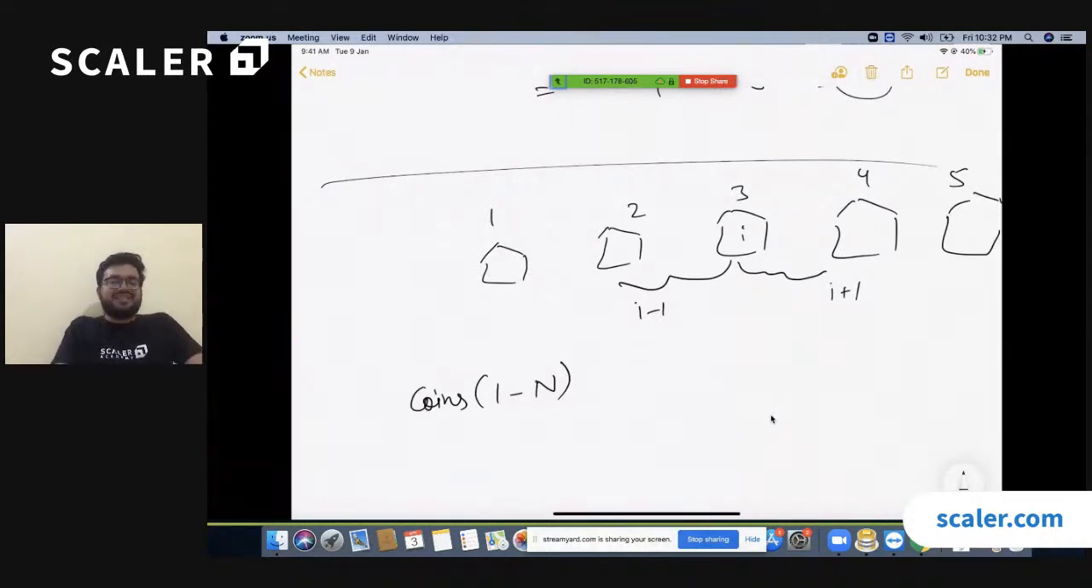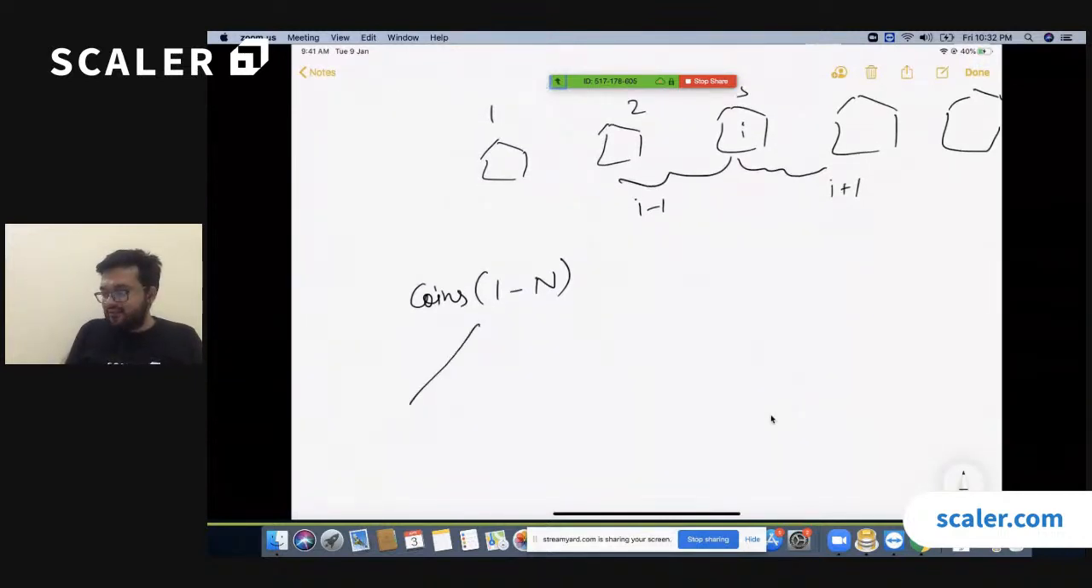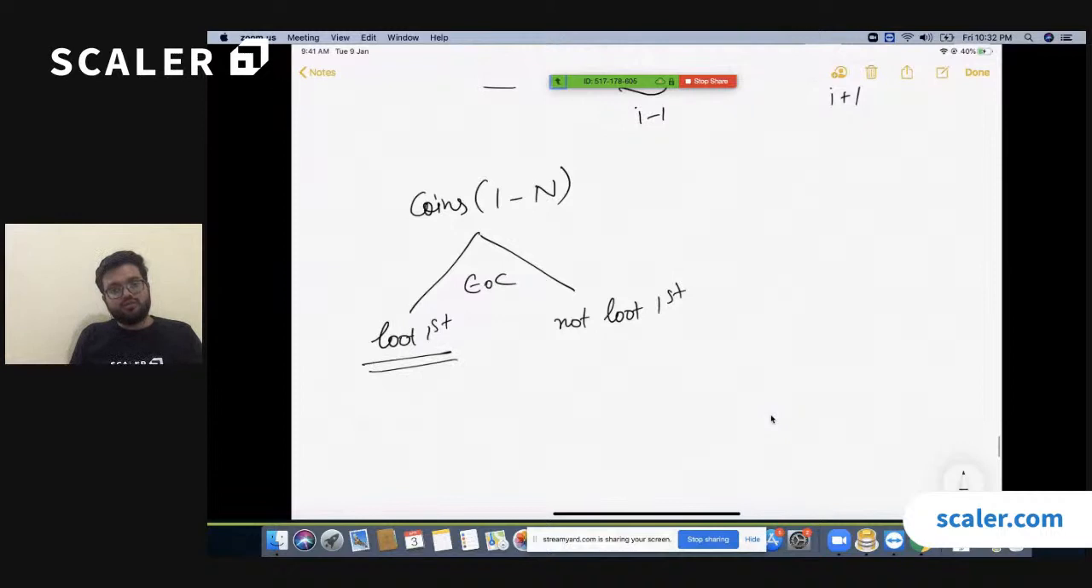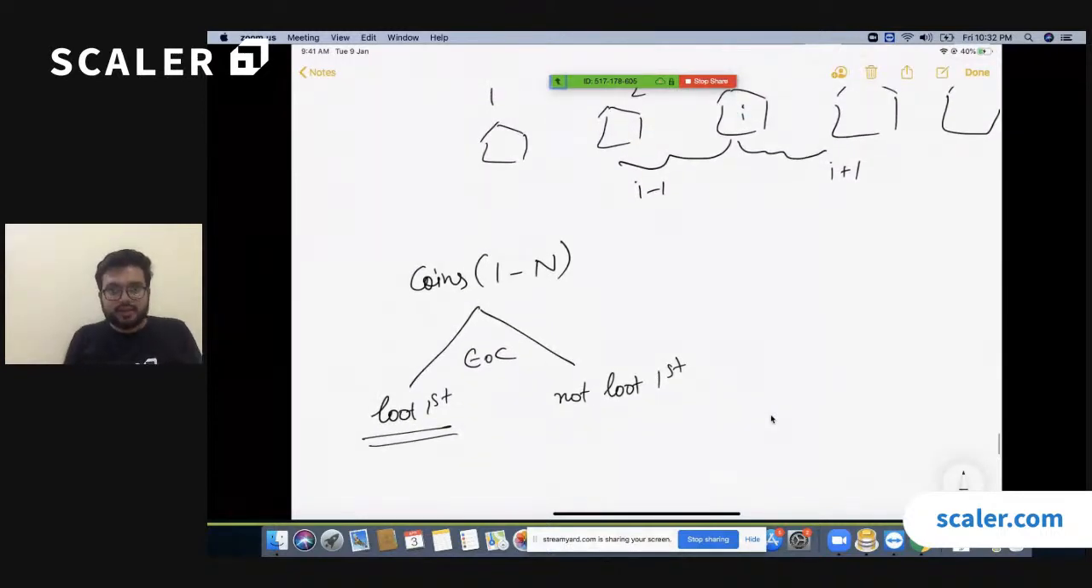Let's say I have a problem of finding the maximum coins that I can loot from the first till the nth house. Now to look at this problem, you again have an element of choice. When you are at the first house, you can choose to loot the first house, or you can not loot the first house. If you loot the first house, do you think you will get some gold coins? Yes, you will get some gold coins. How many coins will you get? You will get the coins that were there in the first house.